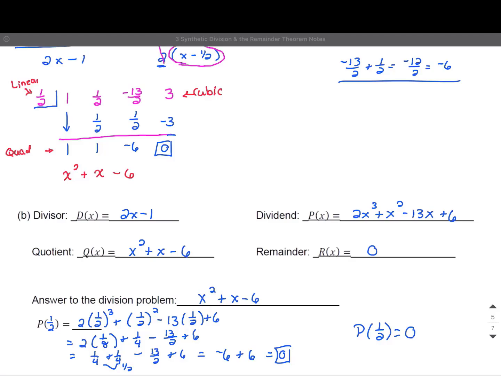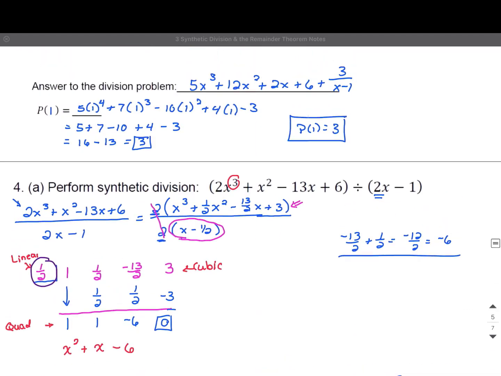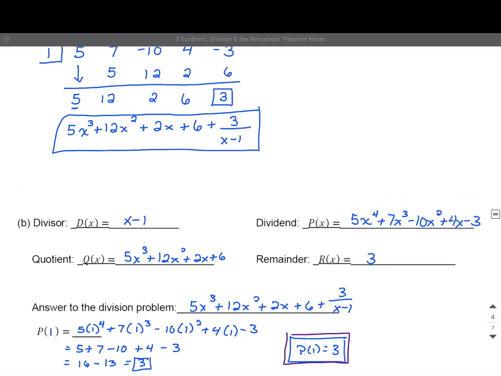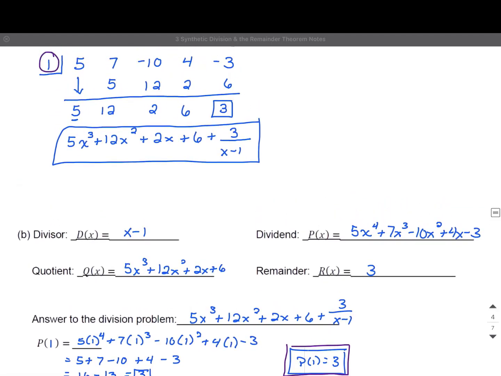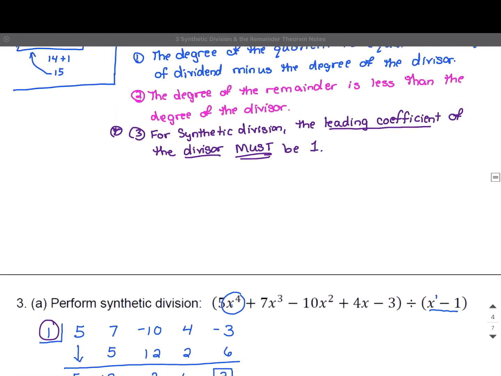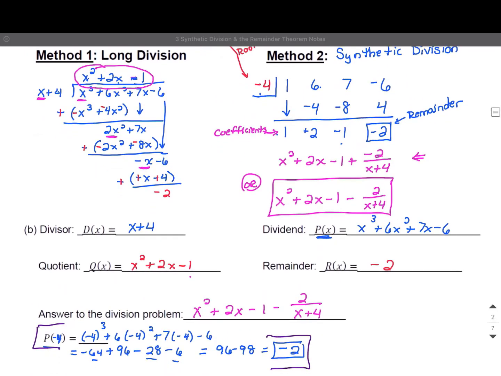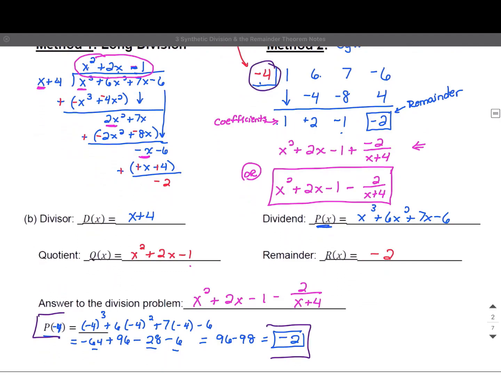Now, I want you to look at where I got these from. Okay, in the last few problems, I asked you to do p of 1/2. That was the number in our box. And notice we got the same number as the remainder. Look at the one previously. We did p of 1 equals 3. That 1 was the number in my box, and the 3 was my remainder. Look at the one before this. We did p of -4 equals -2. The -4 was the number in the box, and the -2 was our remainder.